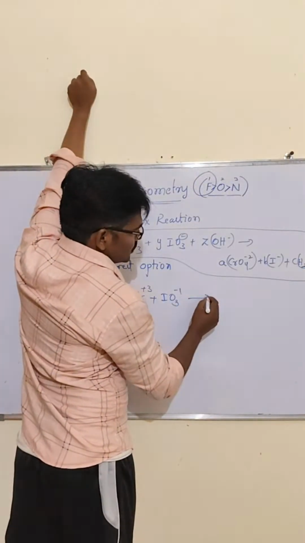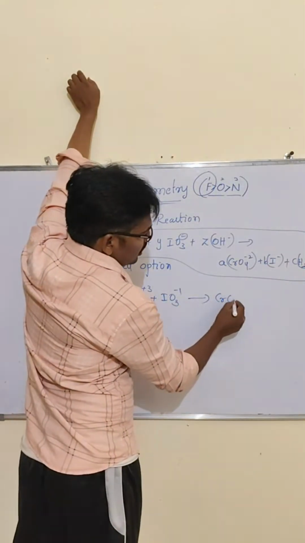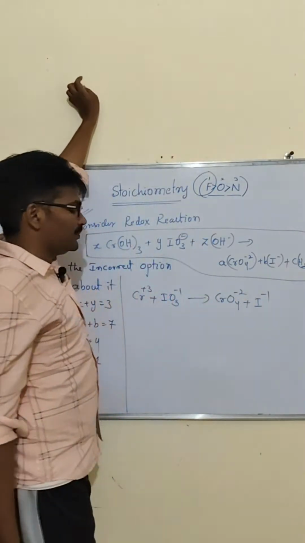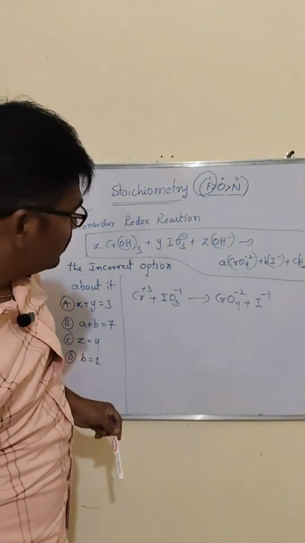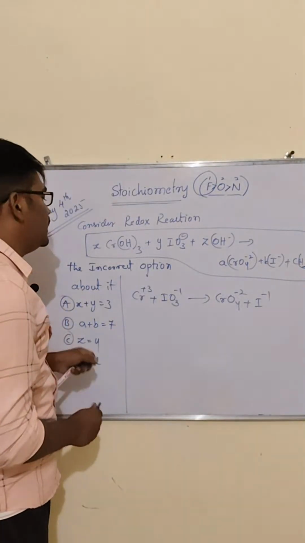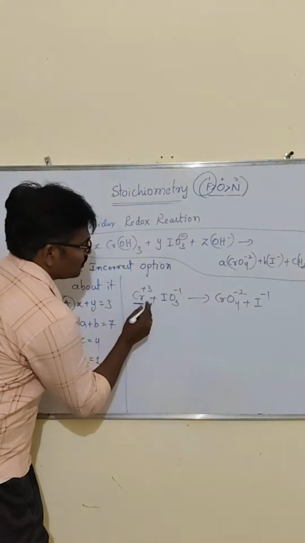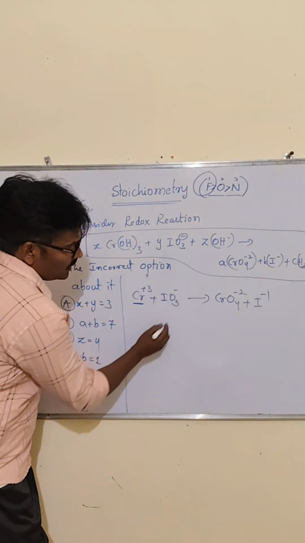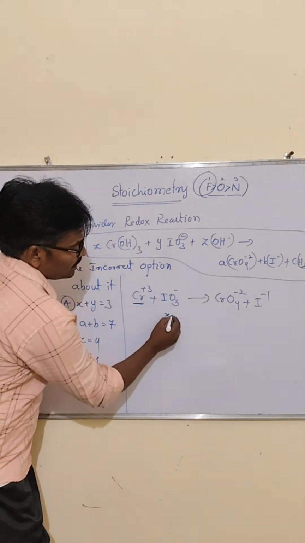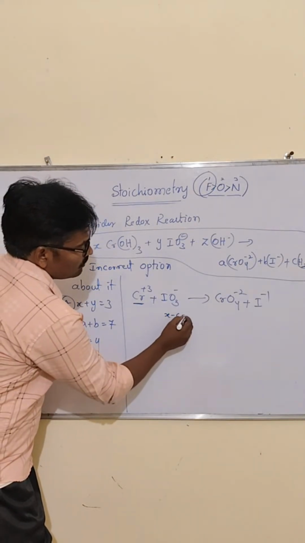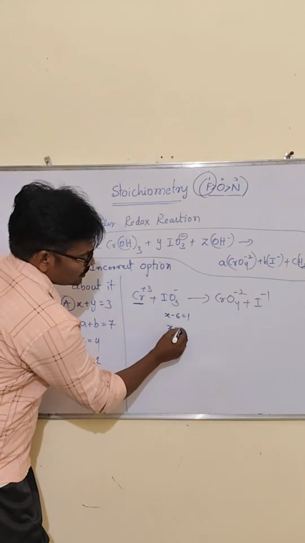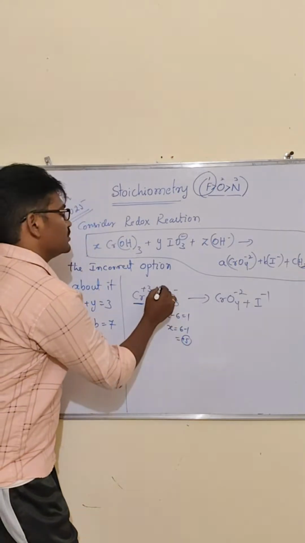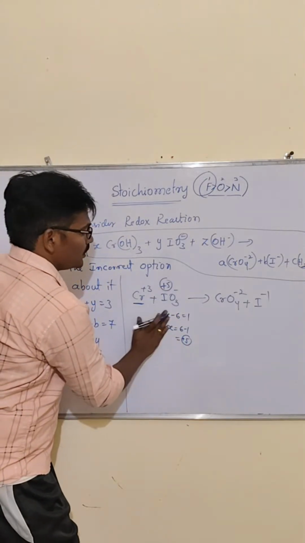So next, remaining ions, what will be there? CrO4 2- plus I minus, like this will be there. Look at the equation first. In this equation, the oxidation state of chromium is +3. Taking IO3 minus, its oxidation state: X minus 6 equals -1, X equals +6 minus 1, which is +5. So this is the +5 oxidation state for the iodine, right?